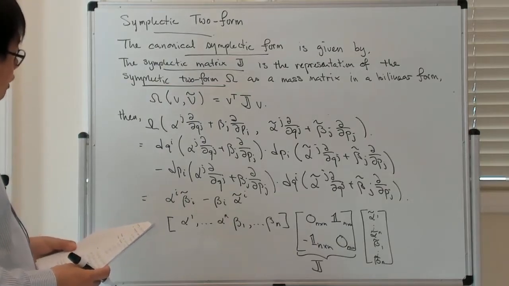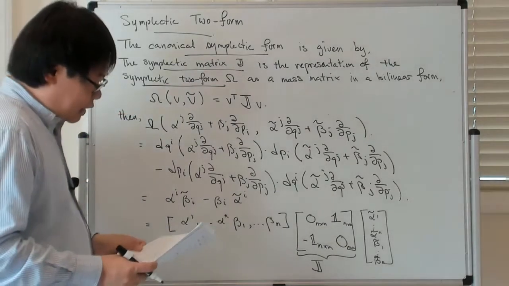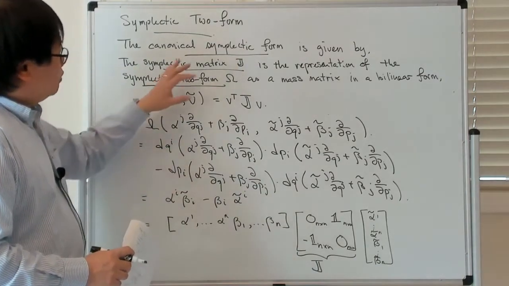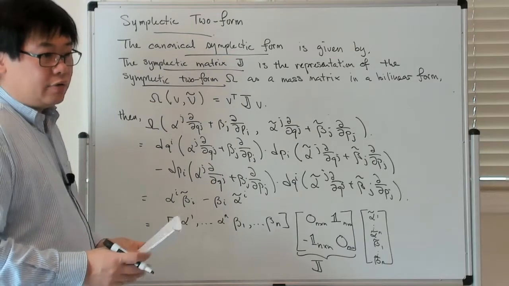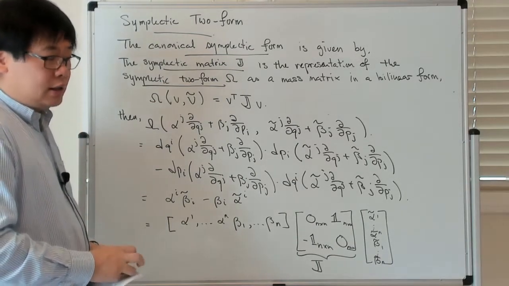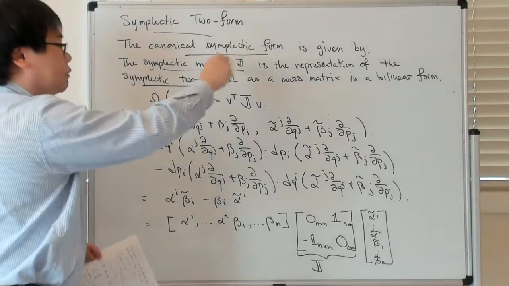Okay, so let me just stop here for now. And then the next thing we'll do is we'll see how this allows you to write down Hamilton's equations, Hamilton's canonical equations, in terms of the symplectic form, if you will.